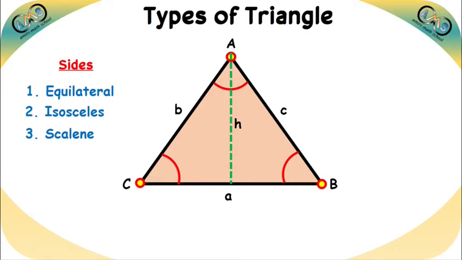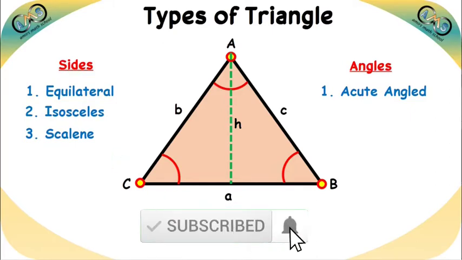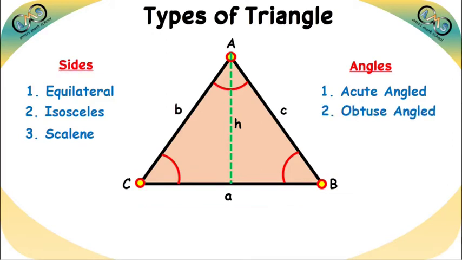When no sides are equal, that is, each of the sides has a different length, in that case, that triangle is called scalene triangle. And according to the angles, the classification are: number 1, the acute angle triangle. When all three angles of any triangle are acute, that is less than 90 degrees, that triangle is called acute angle triangle. Number 2, obtuse angle triangle. When any angle of any triangle is greater than 90, that is obtuse, that triangle is called obtuse angle triangle.